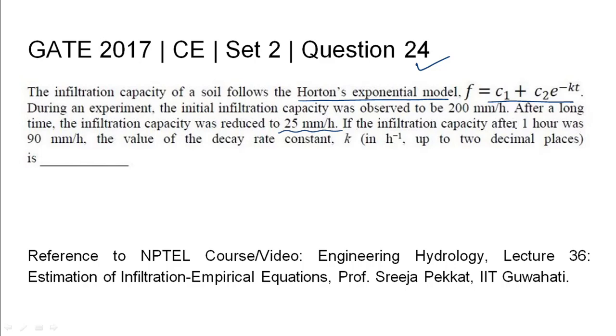If the infiltration capacity after 1 hour was 90 millimeters per hour, the value of the decay rate constant K in hour inverse needs to be found.